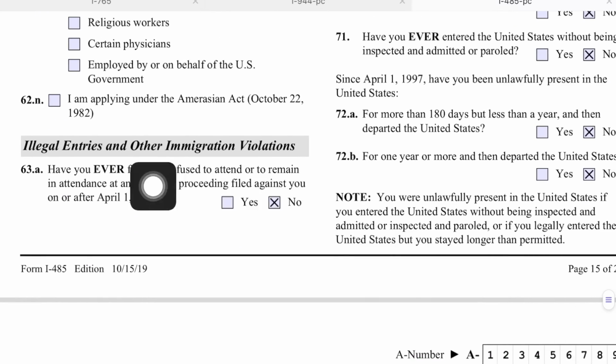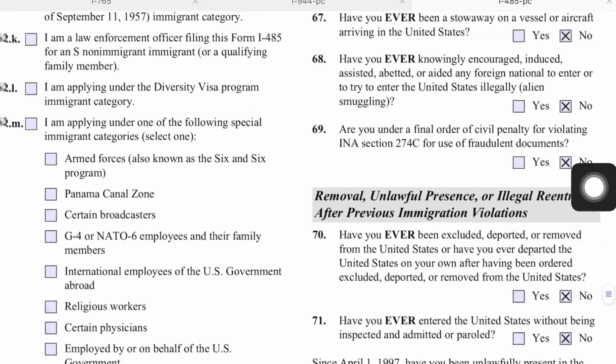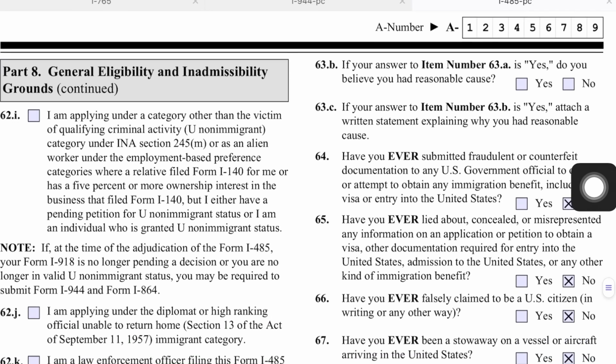So here, illegal entries and other immigration violations. Have you ever failed or refused to attend or to remain in attendance at any removal proceeding filed against you on or after April 1, 1997? No. Then, if your answer to item number 63A is yes, do you believe you had reasonable cause? I answered no to the first one, so I leave this one blank.